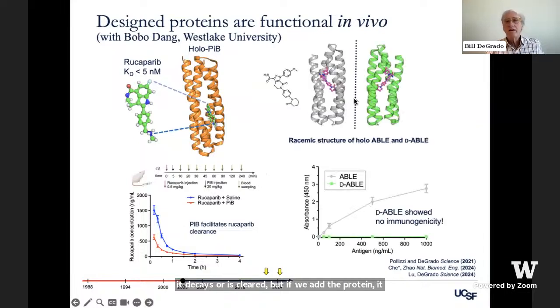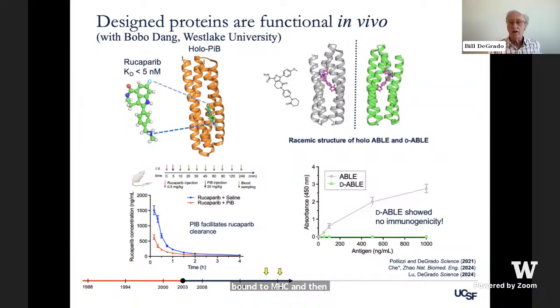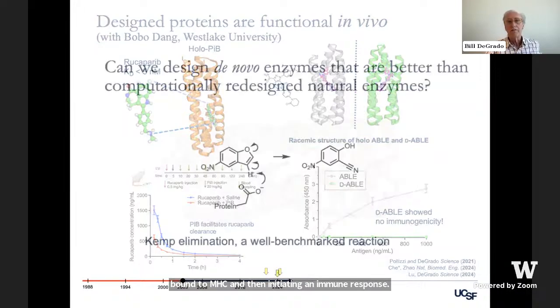Here is another example. This is apixaban, and we have both the L form, but we can also chemically synthesize the D form. Now, the L form, when we look for its immunogenicity, it has some, but the all D form has none because it can't be broken down to peptides that are then expressed in or bound to MHC and then initiating an immune response. Nevertheless, the all D form was fully active.